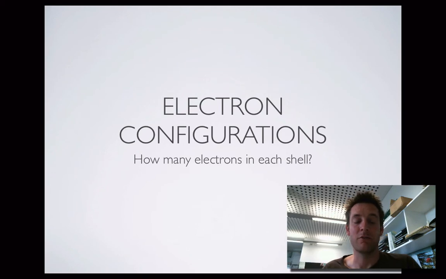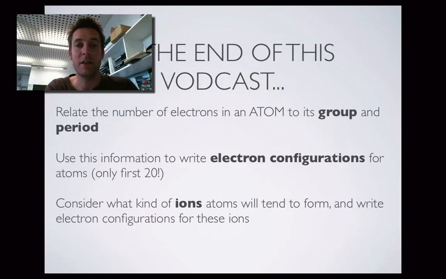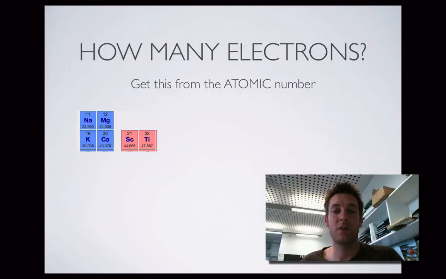This one's about electron configurations, and hopefully by the end of it, you'll know what we mean by a group and a period in the periodic table and what it's got to do with the number of electrons. You'll be able to write electron configurations for the first 20 elements. Don't have to worry about going past that, even in Year 12. And you need to consider what kind of ions an atom would like to form based on its electron configuration and then write an electron configuration for that ion. Okay, so here we go.